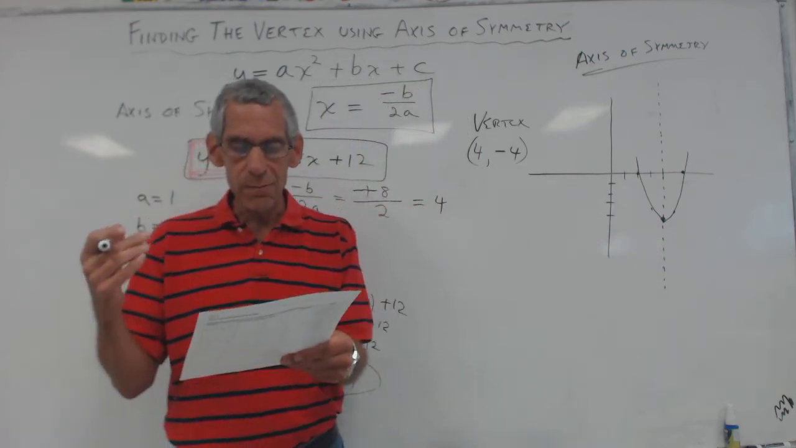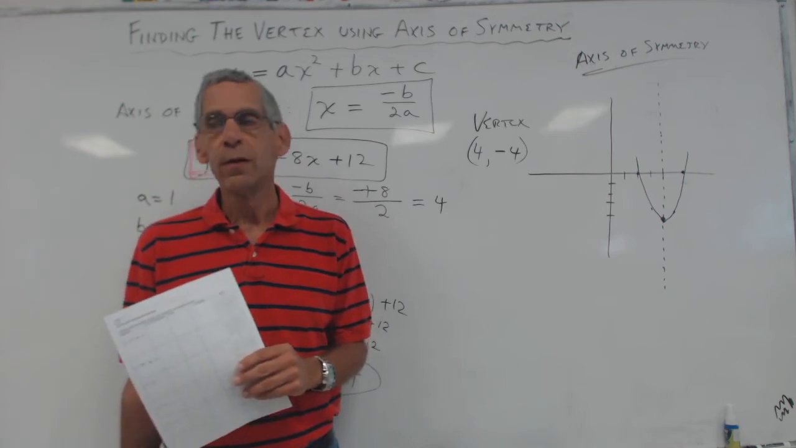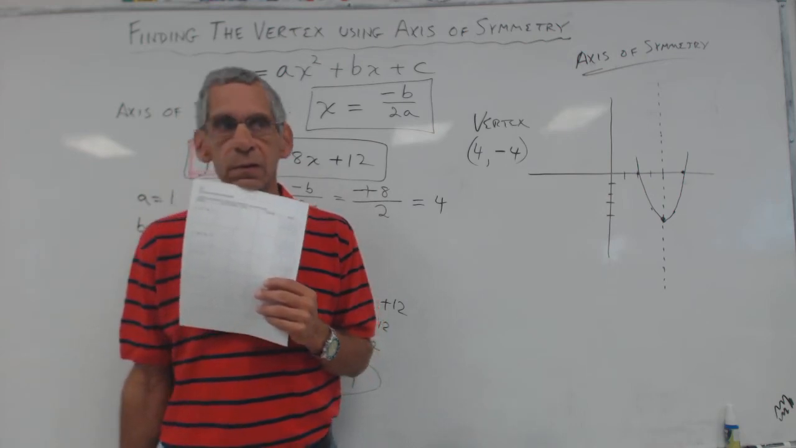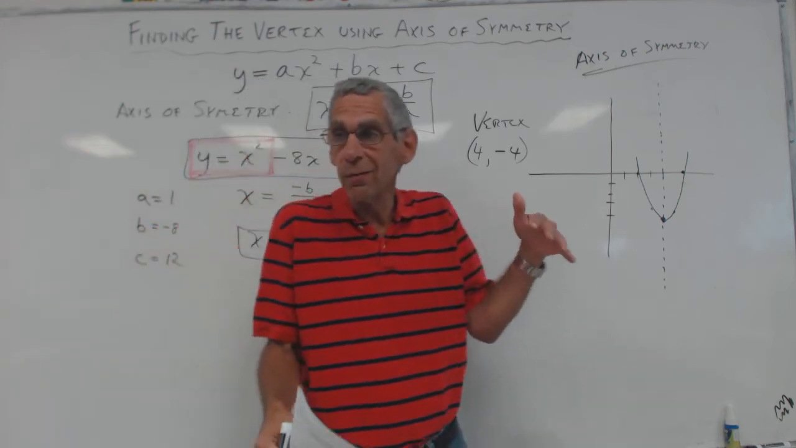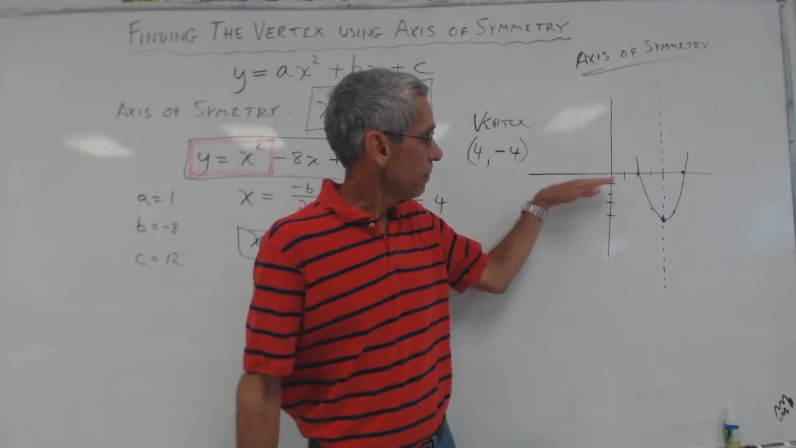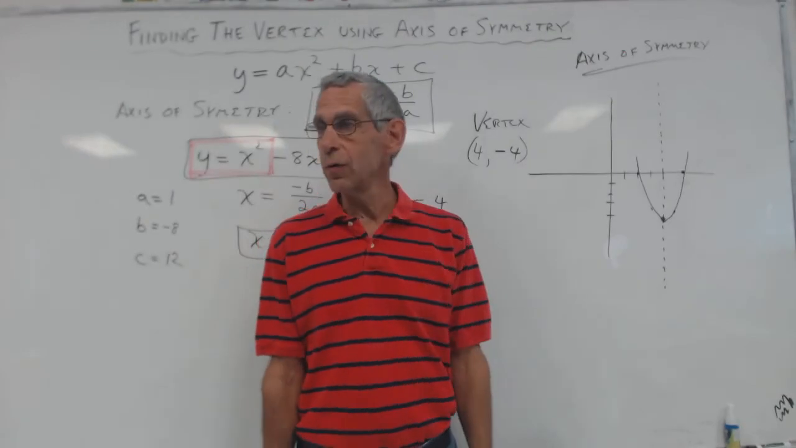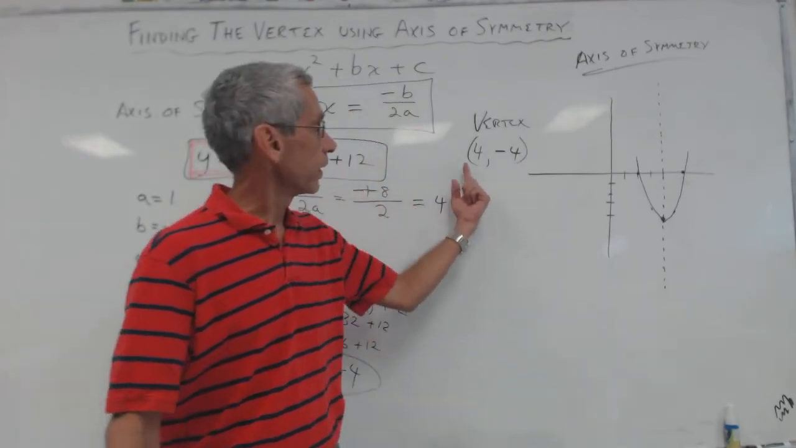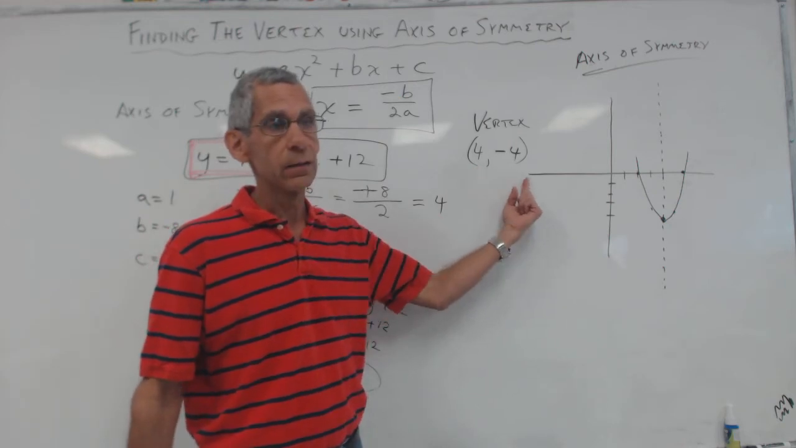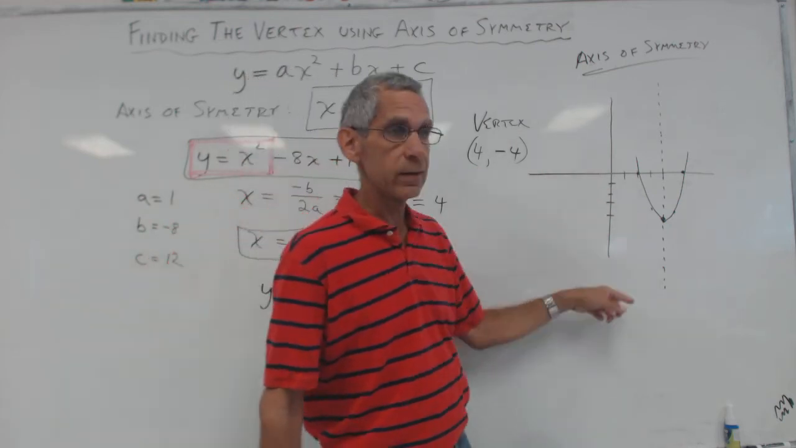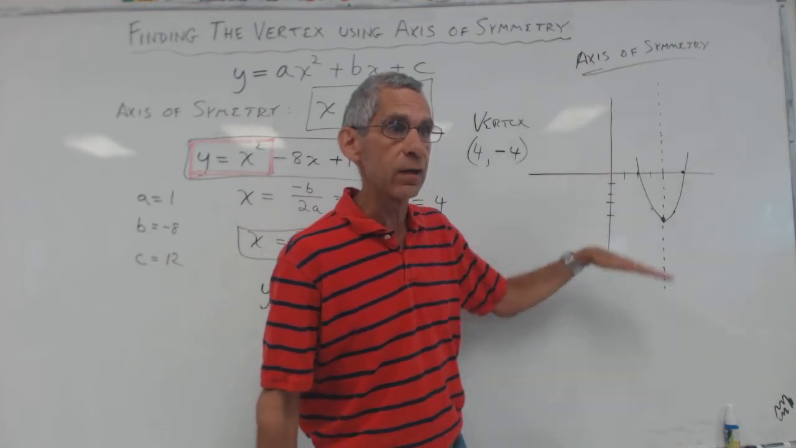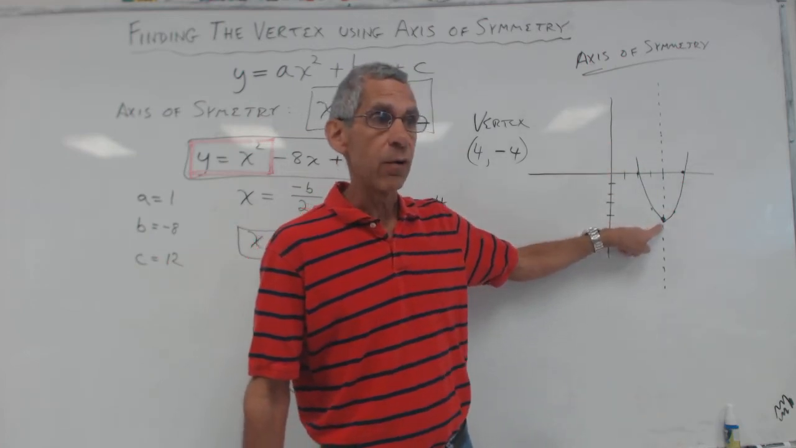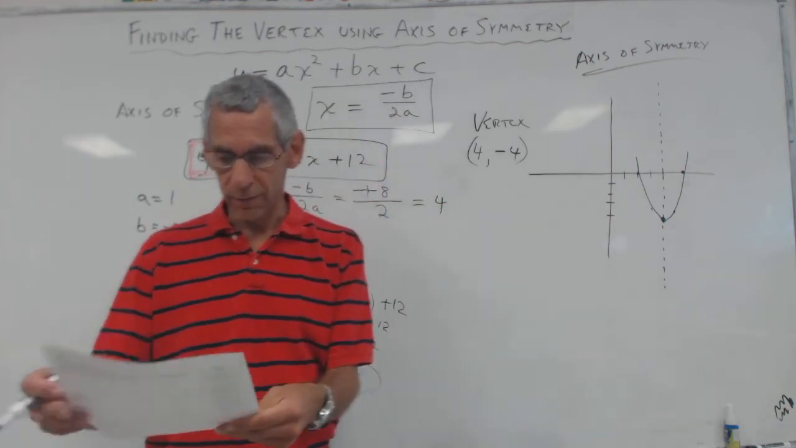What if they say, what is the minimum point of the graph? Minimum means the lowest, right? Where is the lowest point on this graph? The vertex. But what part of the vertex? Is it the x or the y? The y. It's how low. The y goes up and down. So it's negative 4. That would be your minimum point of the graph.